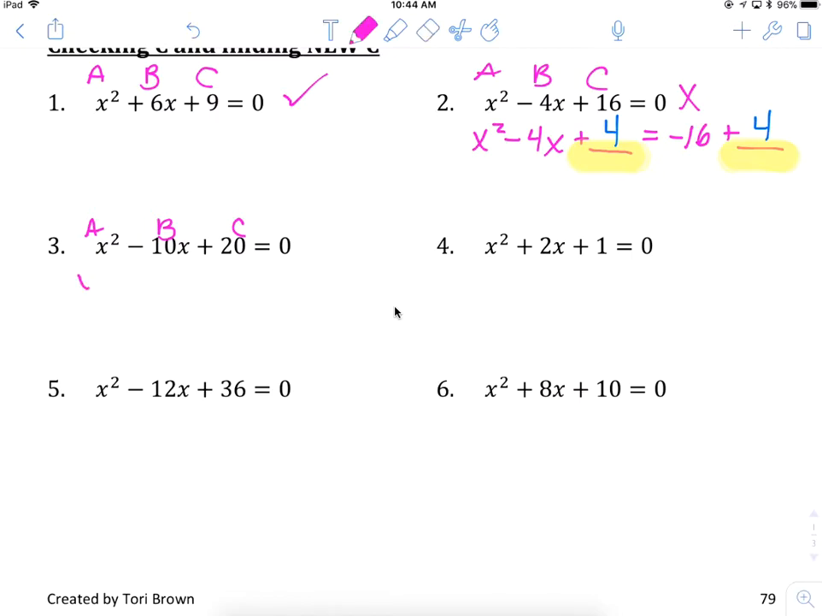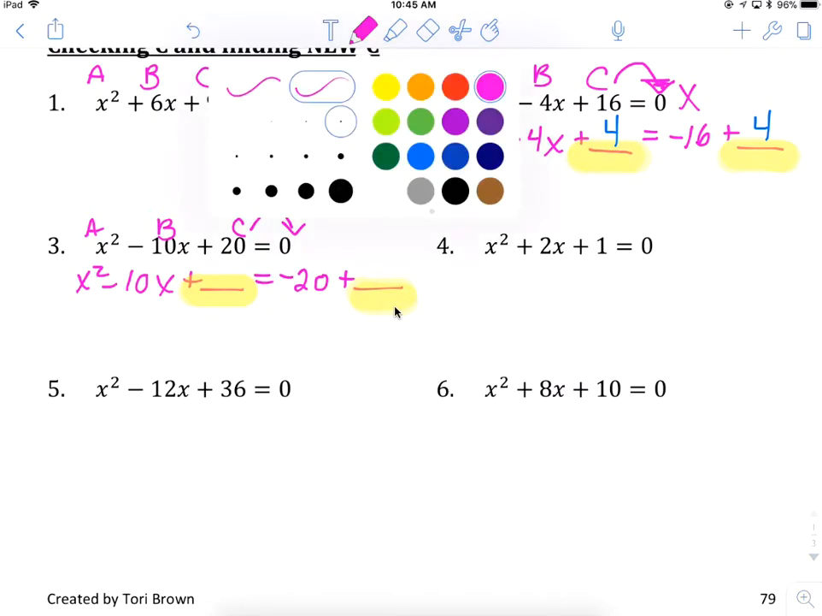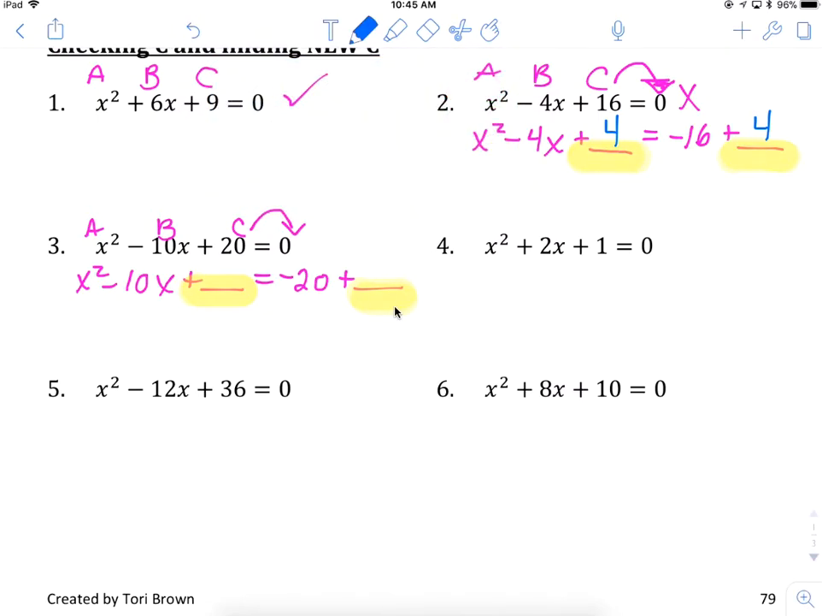We're going to copy the equation, x squared minus 10x plus, and I am going to replace that 20 with something else. Now, I can't just lose that 20, just like I can't lose the 16. I have to move it to the other side. So we're going to move 20 to the other side, make it negative, and then that same blank that I made, I have to put on the other side. So let's try again. What number would I want? If I'm taking -10, I cut it in half, I make -5, and now I square that.